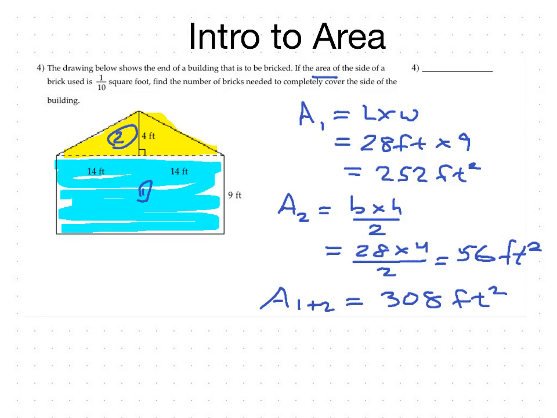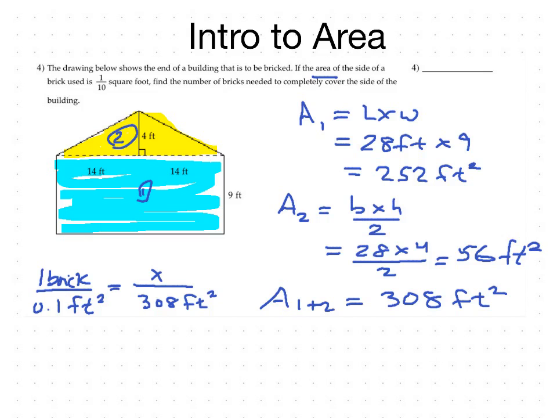If I want to write that as a proportion, I can do it because it keeps my brain organized. 1 brick is the equivalent of 0.1, or 1/10 if you prefer decimals, of a square foot. Then I want to know how many bricks, which is my question mark or my unknown, if in fact I've got 308 square feet to cover. So to solve a proportion, like usual, you cross multiply and divide by the unknown across from the unknown. So 308 times 1 is 308.